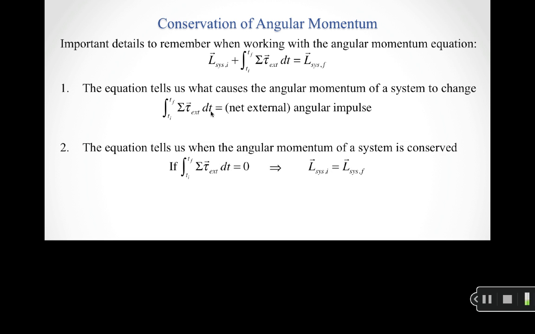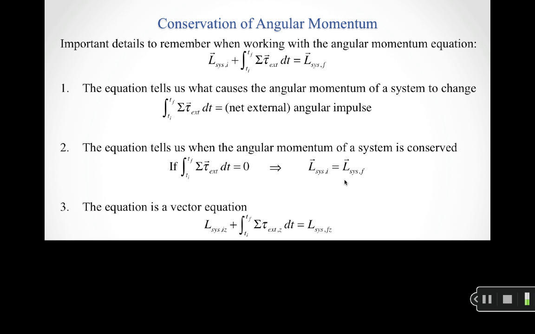Well, when the angular impulse is 0, so if this integral, when I add it up, is equal to 0, that tells me that the angular momentum of my system is going to be conserved. If this term that can change the angular momentum of my system is 0, that means my angular momentum isn't going to change, which is another way of saying it's conserved. The easiest way for the angular impulse to be 0 is for the net external torque acting on the system to be 0. So when the net external torque acting on the system is 0, that's when we're going to have conservation of angular momentum.